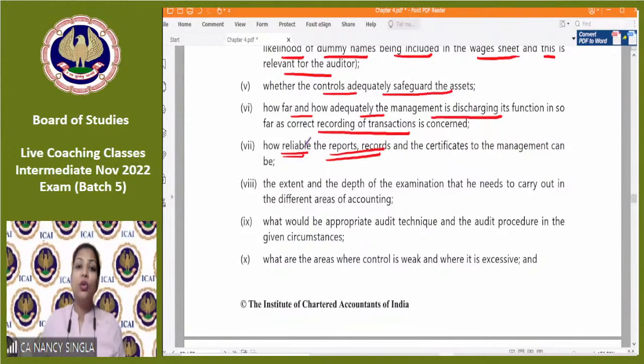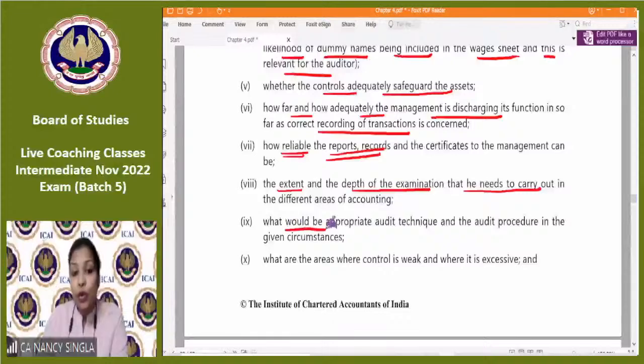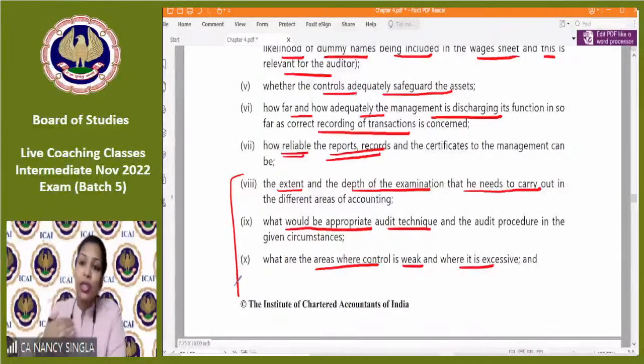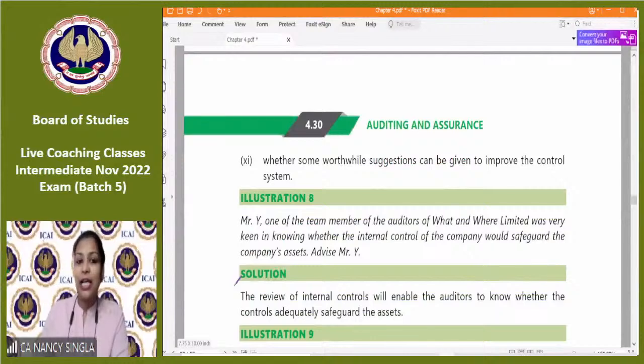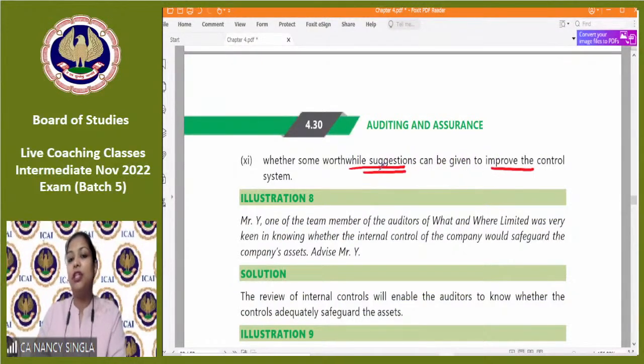Now the next points relate to what work the auditor has to do. Once the auditor evaluates the quality of an internal control, he is in a position to decide whether he needs to go for detailed checking or he can rely on the quality of the internal control. So the extent and depth of examination that he needs to carry out. What would be the appropriate audit technique? What are the areas where control is weak and where it is excessive? So if you can see, these points relate to what, कि auditor का अब work कैसे होना चाहिए. And last but not the least, whether any suggestions can be given to improve the control.